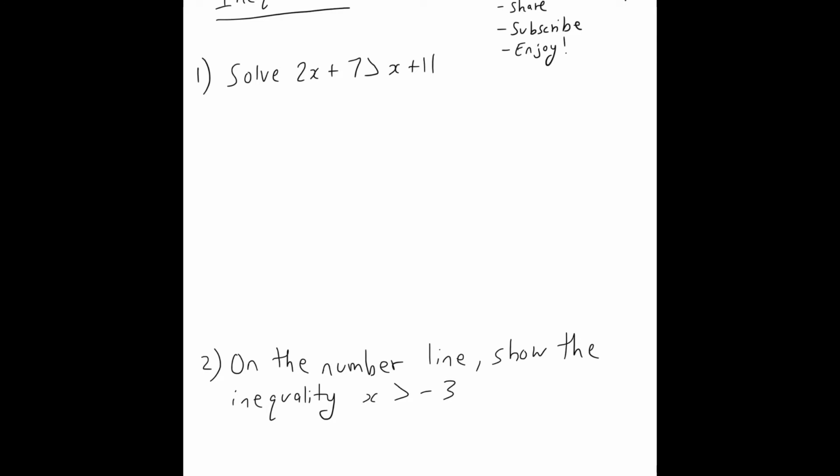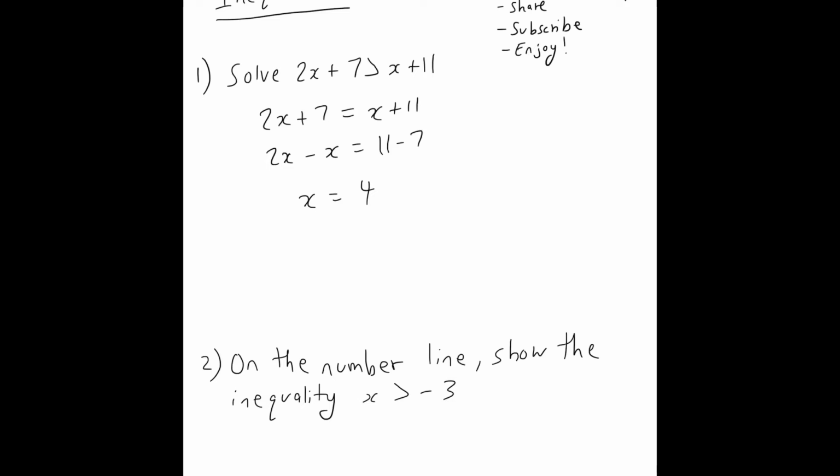Okay, so the first question states: solve 2x + 7 > x + 11. The tip here is to treat this like a normal algebraic equation, since this is just an inequality with an algebraic statement involved. So you write 2x + 7 = x + 11, and you have 2x - x. All we're doing here is making x the subject of the formula. So you have x = 11 - 7, which should be 4.